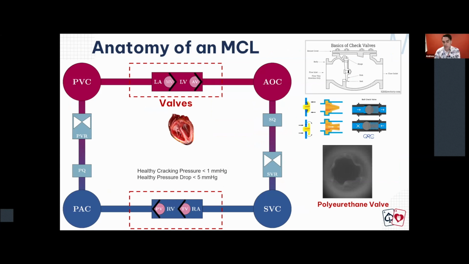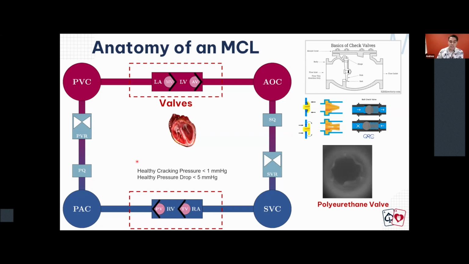Another really important part of your mock loop is your valves. There are a wide variety of valves out there. You can use a check valve like this, where this lid opens up when there's enough pressure to push forward. You can use balloon valves, duckbill valves, ball check valves. The valves that we use in our mock loop are actually polyurethane heart valves that we've designed ourselves that have the correct anatomy and correct opening and closing of the aortic valve, a tricuspid valve.